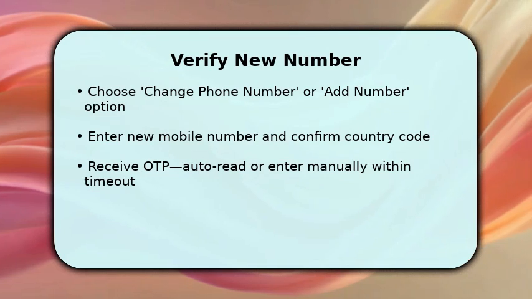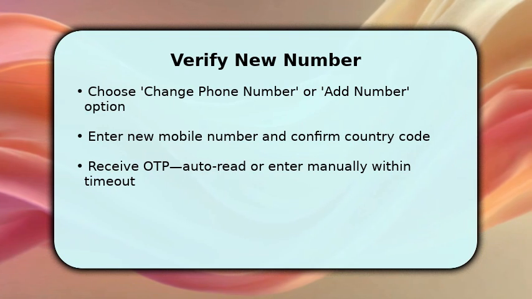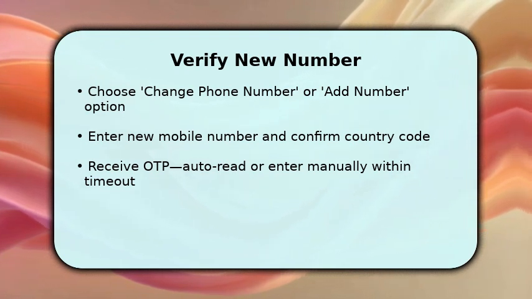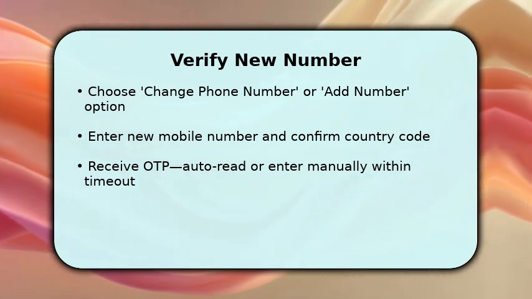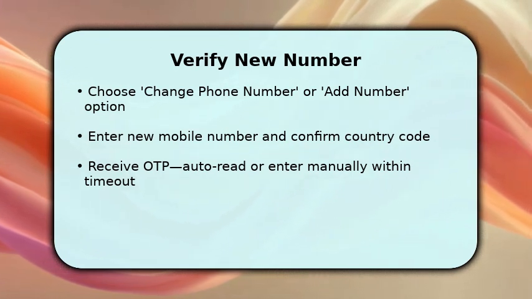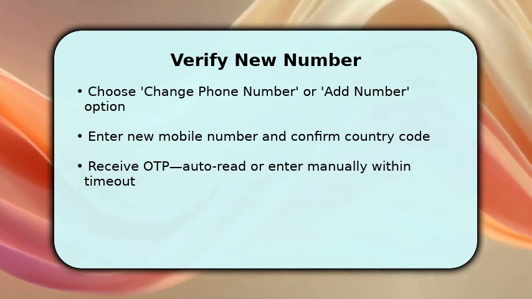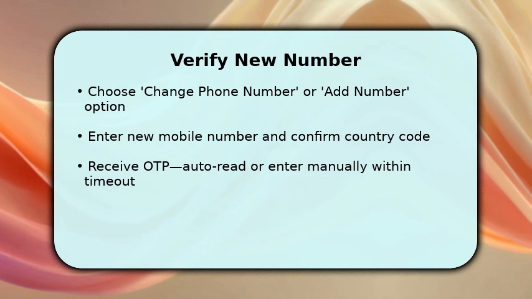Next, select Change Phone Number and enter the new number with the correct country code. Accuracy matters because OTPs won't arrive otherwise. Once you submit, PhonePe sends an OTP. If your SMS permissions are enabled, the app often auto-reads it. If not, type the digits quickly. While waiting, keep the SIM active and do not close the app.